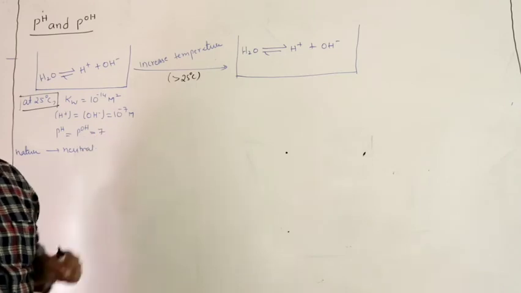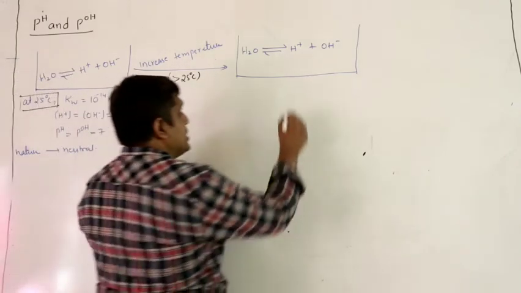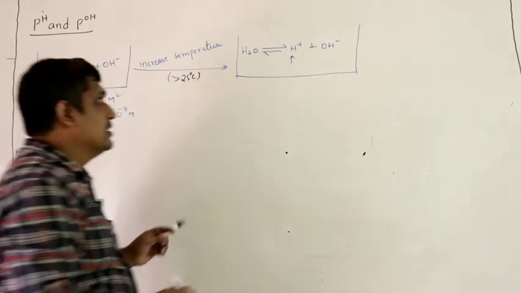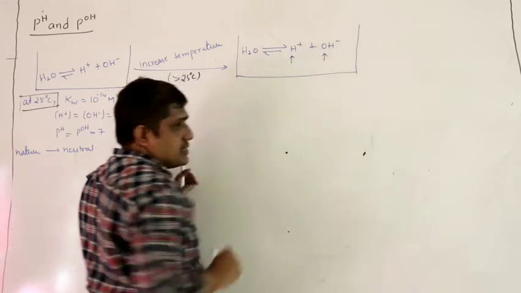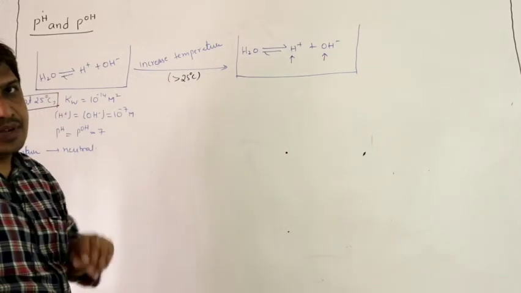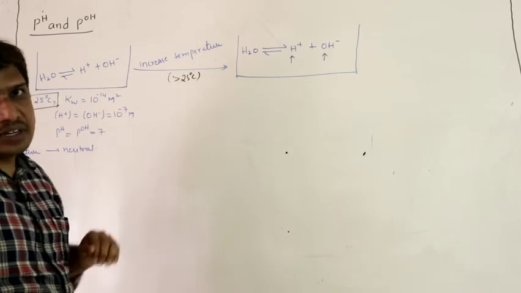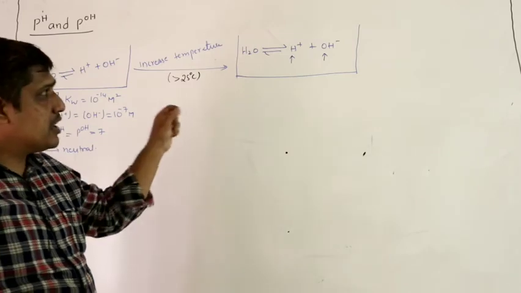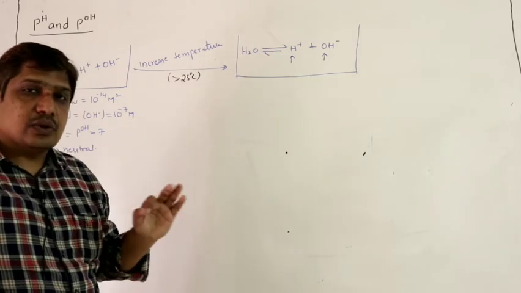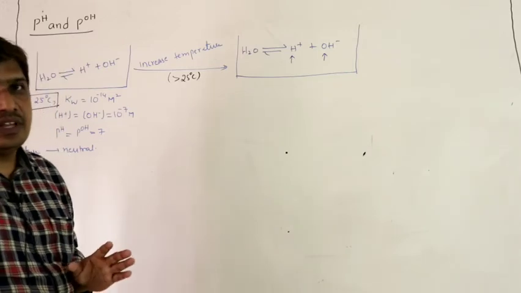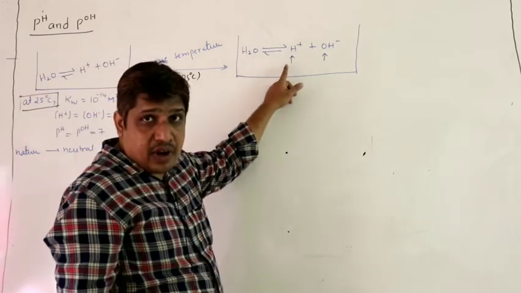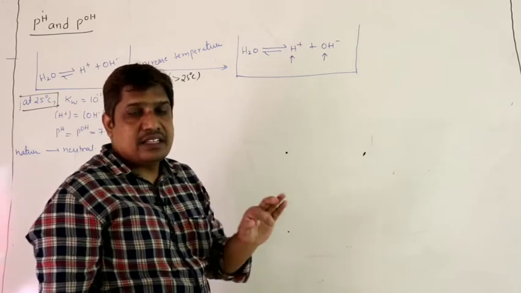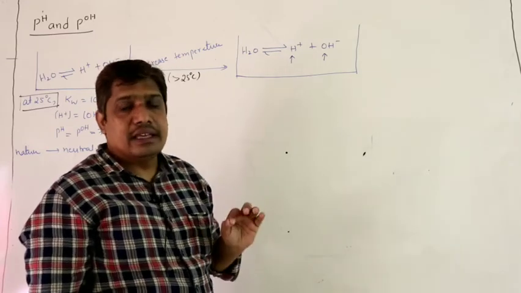More water molecules will dissociate, due to which the concentration of H plus ion increases. But remember, the number of OH minus also increases. That means with increase in temperature, the degree of dissociation of water increases, or the equilibrium shifts in the forward direction, which results in an increase in the number of H plus. At the same time it also increases the number of OH minus ion. In simple language, the increase in the number of H plus ion will be exactly equal to the increase in the number of OH minus ion.